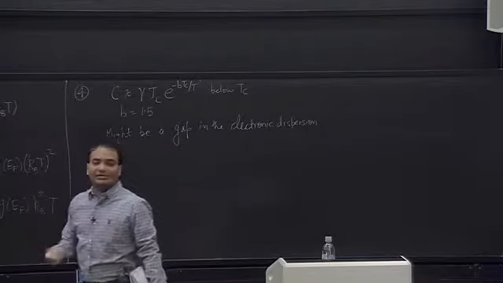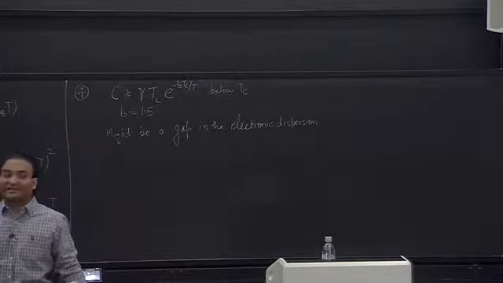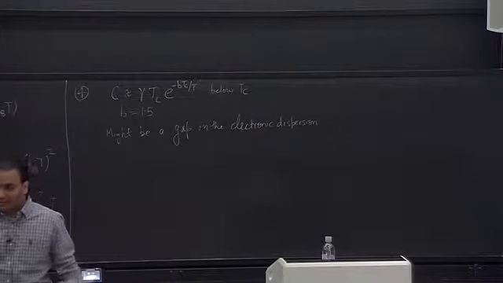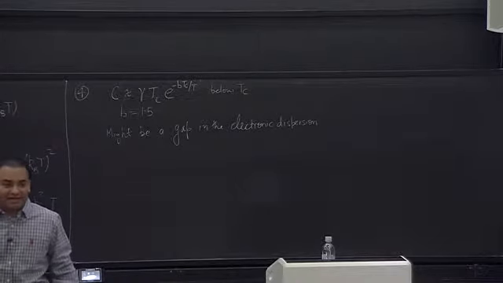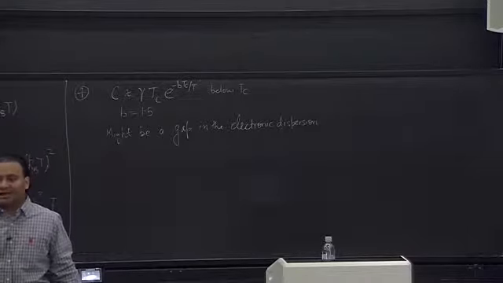What does it mean to have a gap in the electronic dispersion? What that simply means is that the density of states is zero. You have no states available for occupation when the system has a gap.